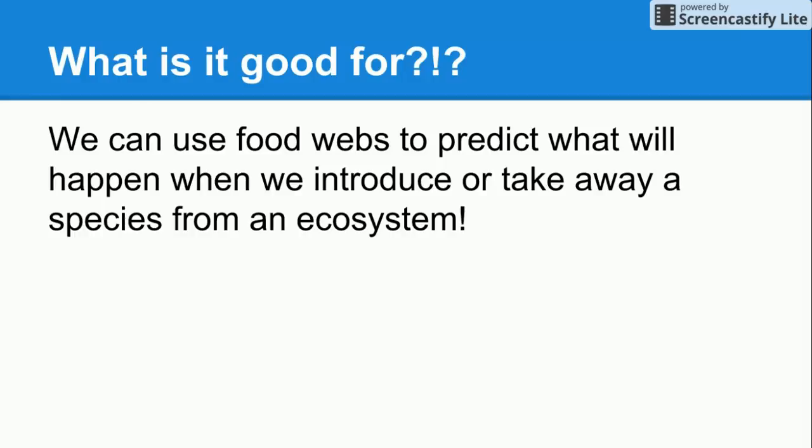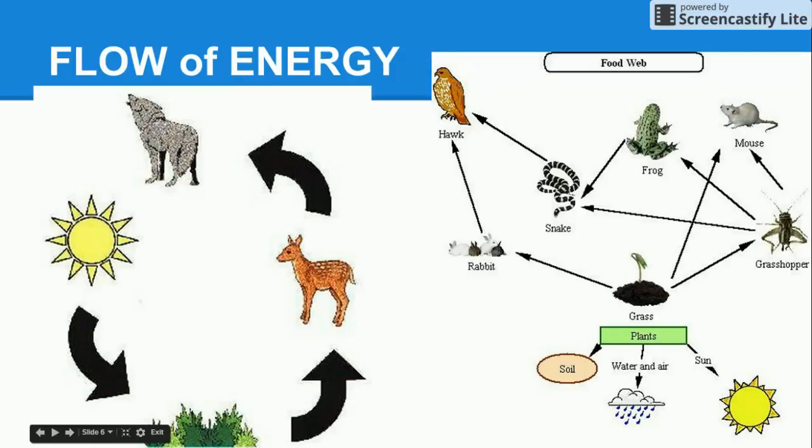So what are food webs good for? We can use them to predict what will happen when we introduce or take away a species from an ecosystem. So if a species were to go extinct or another species, like an invasive species, were to move in, we can use food webs as a model to try and predict what will happen when we introduce or take away a species from an ecosystem.